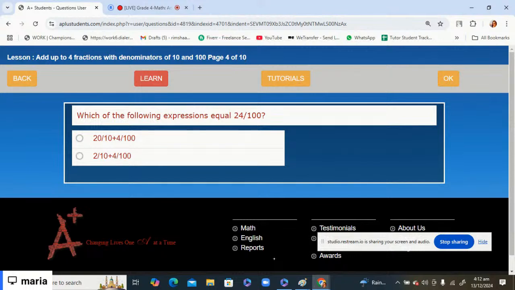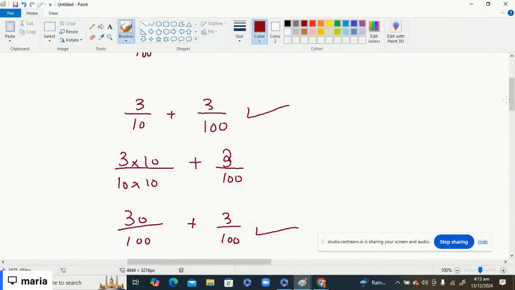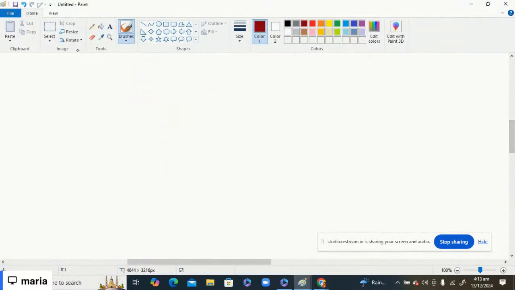Which of the following expressions equals 24 by 100? Now you solve it and then tell me the answer. 24 over 100, everyone solve this one. First of all, convert it and then tell me the answer. How can we do it? If you think about it, 2 by 10 and 4 by 100, it's all up to you.